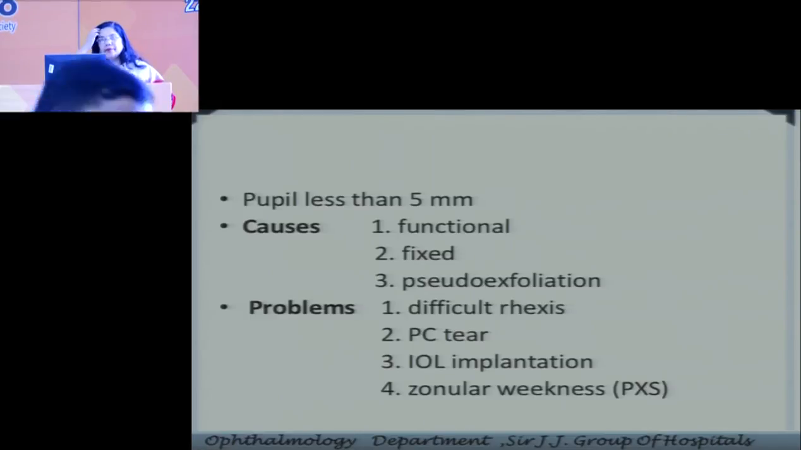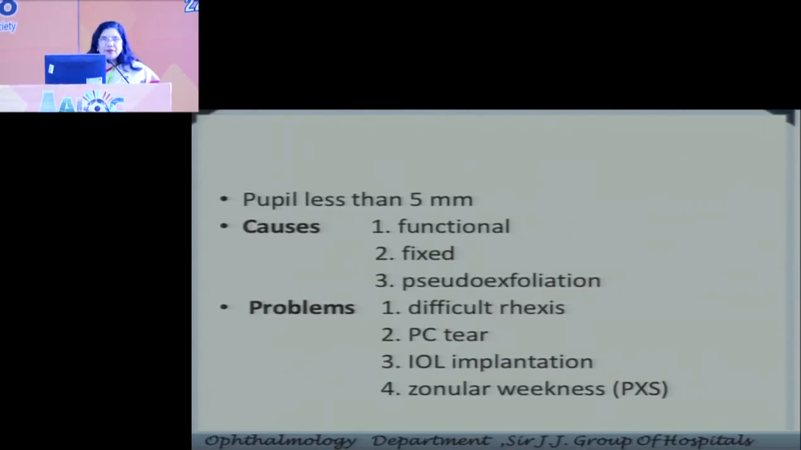So there may be various reasons why there is a pupil which is very small. A small pupil is something which is less than 5 millimeters. We are used to a fully dilated pupil when we do surgery because that helps us in our surgery. There may be many causes. It may be functional, it may be a sclerotic pupil, pseudoexfoliation.